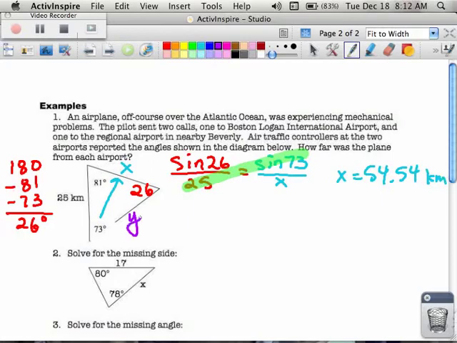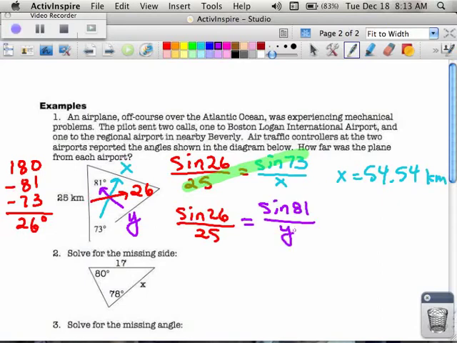Call that side y maybe. And I notice that's across from the 81-degree angle. So I use my original information that I found, the sine of 26 over the 25 side, because those were across from each other. And that's going to be equal to the sine of 81 divided by the y. So just like in the previous proportion, these two things are across from each other.